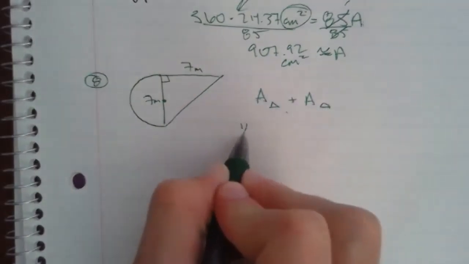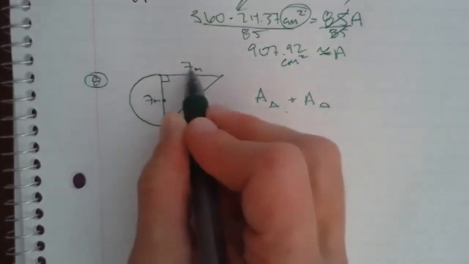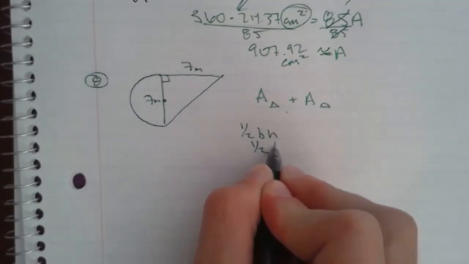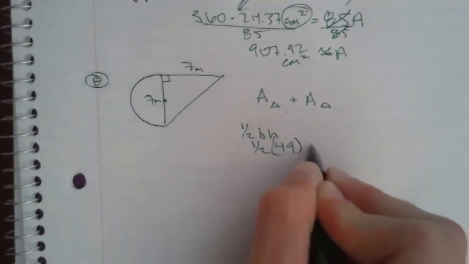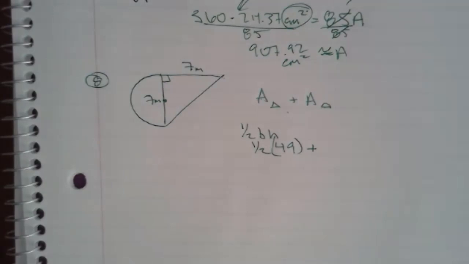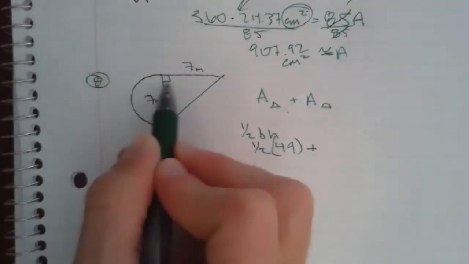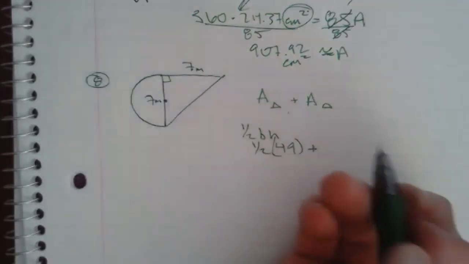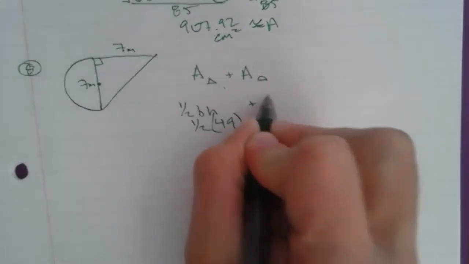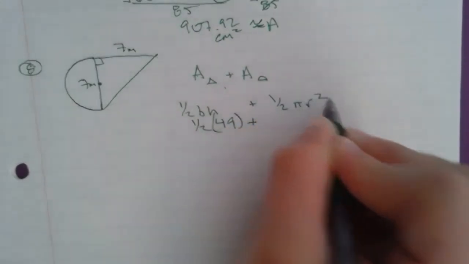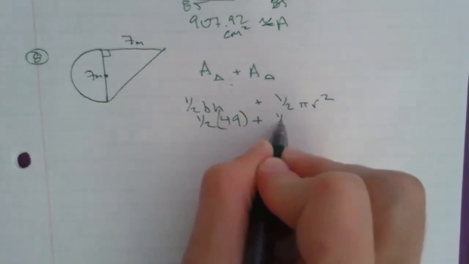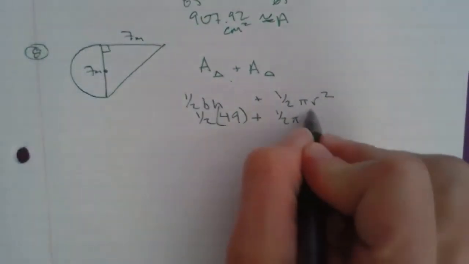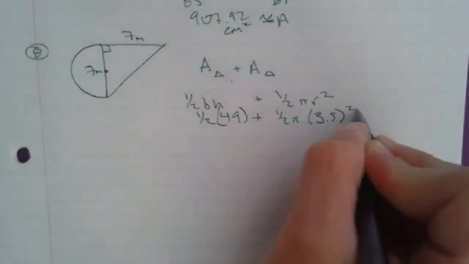Well, area of the triangle would be half the base times the height. This is the hypotenuse, so base and height. So how about half 7 times 7? How about half of 49 plus, well, what is this shape? A semicircle, right? It's half of a circle. So plus half pi r squared. Well, what's my radius though? My diameter is 7. What's half of 7? It's 3.5, and we're going to square it.